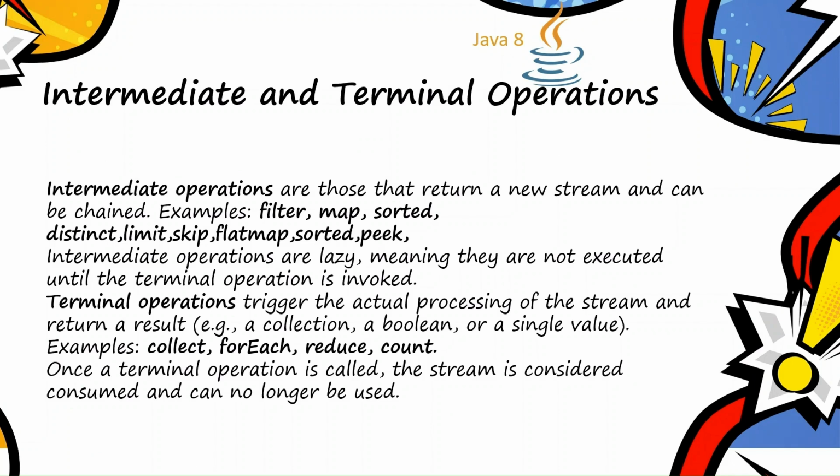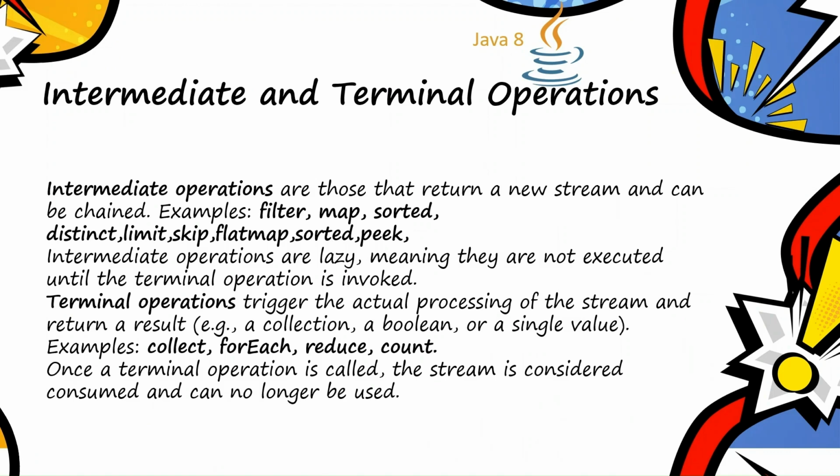Your terminal operations trigger the execution of the pipeline and produce a result. Examples include collect, forEach, reduce, and count. Your collect will gather elements into a collection like a list, set, or map. Your forEach will perform an action for each element. Your reduce will aggregate elements into a single value, and count will count the number of elements in the stream.